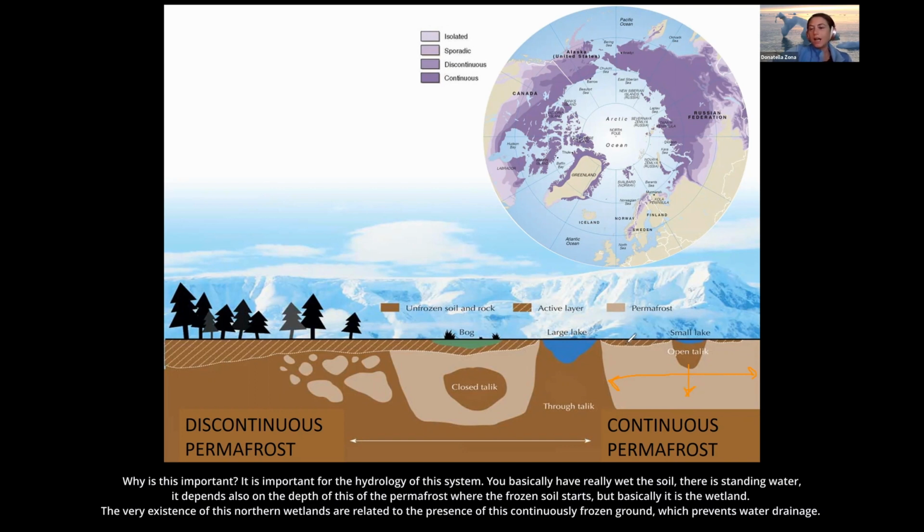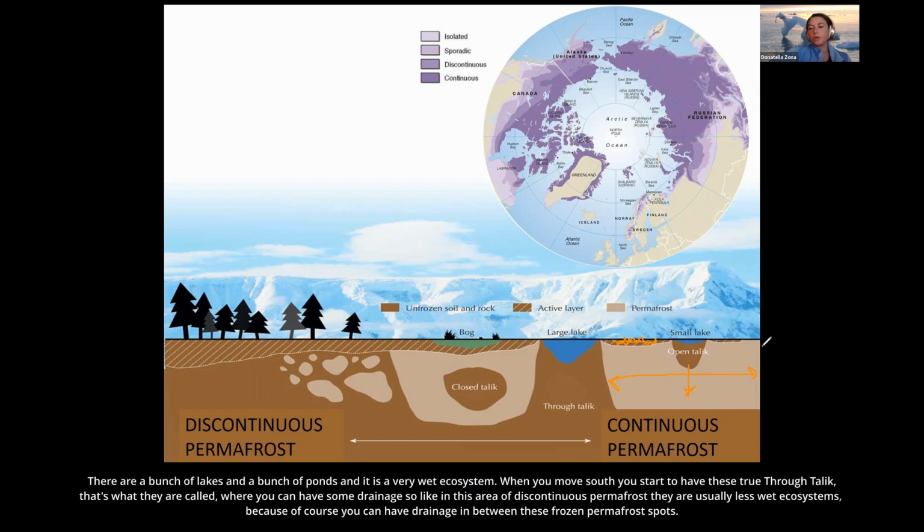You basically have really wet soil. There is standing water in most of this. It depends also on the depth of the permafrost, where the frozen soil starts, but basically it's wetlands. The very existence of these northern wetlands is related to the presence of this continuously frozen ground, which prevents water drainage. There are a bunch of lakes and a bunch of ponds, and it's a very wet ecosystem.